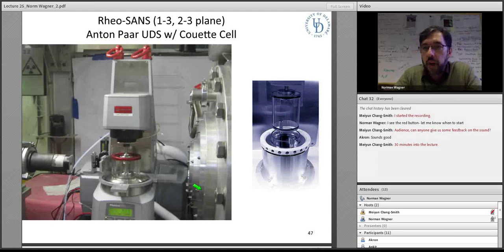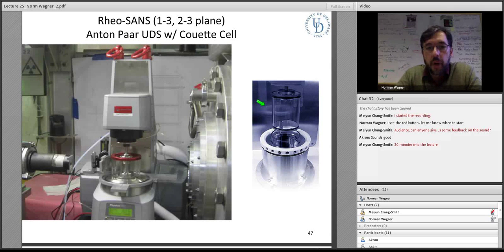Here's a picture of a modern device. Here's the quartz cell. You might be curious about the volume. A typical volume of this cell, different cells can range from a few milliliters up to about 10 milliliters. If you're doing monoclonal antibodies, that's a lot of material. If you're doing colloids, that might not be a limiting feature.